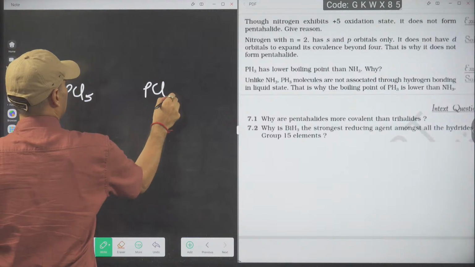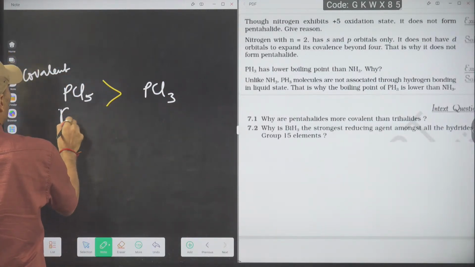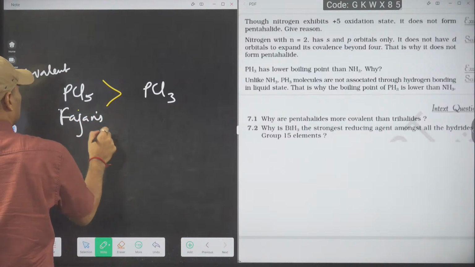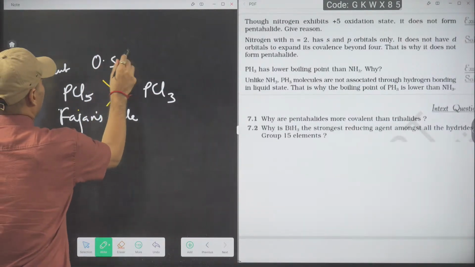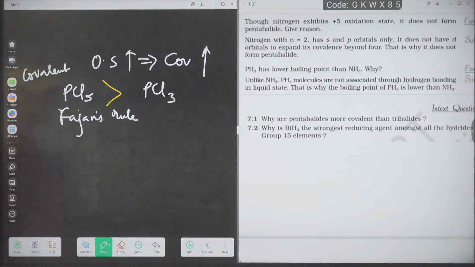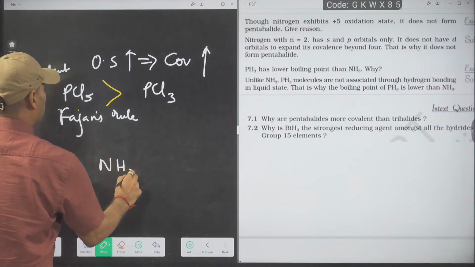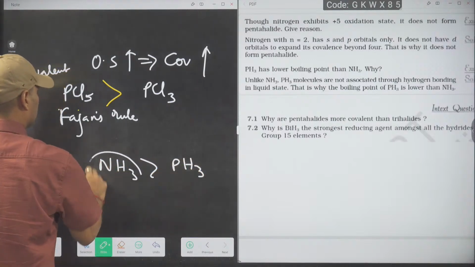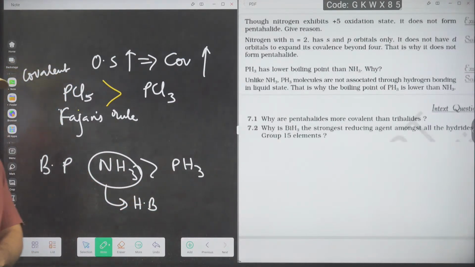PCl5, PCl3. Which is more covalent? You will say PCl5. How will you explain it? Fajan's rule. They have told you the oxidation state increases. That implies what? Covalent nature increases. Boiling point: ammonia is higher than PH3. How? Because there is hydrogen bonding.